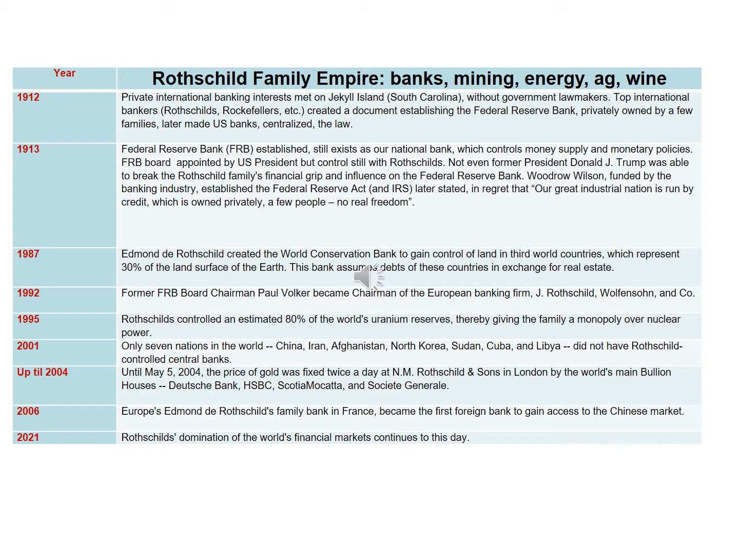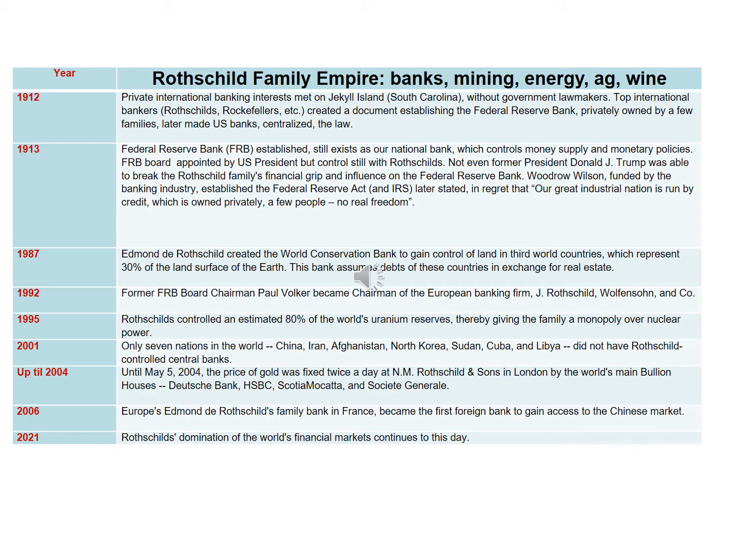If you look a little further, even in 1995, the Rothschilds family controlled an estimated 80% of the world's uranium reserves, and that gives that family a monopoly over nuclear power. Only 7 nations in the world, China, Iran, Afghanistan, North Korea, Sudan, Cuba, and Libya, did not have Rothschild-controlled central banks. So we're still dealing with the domination of even the world's financial system by one or even a few families. That is not a sustainable system, in my opinion.